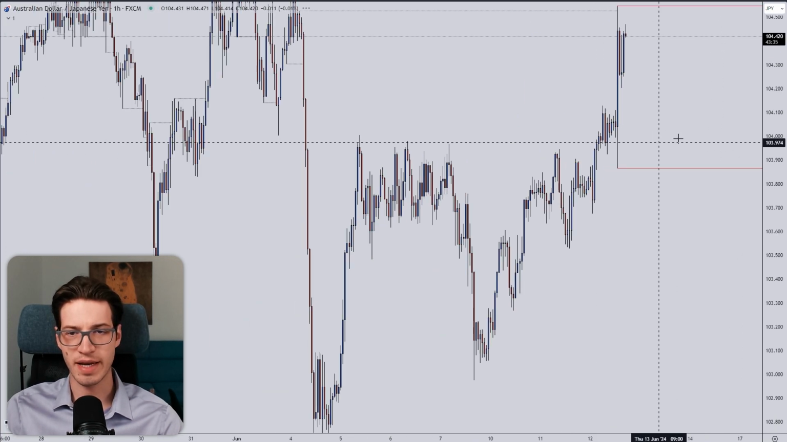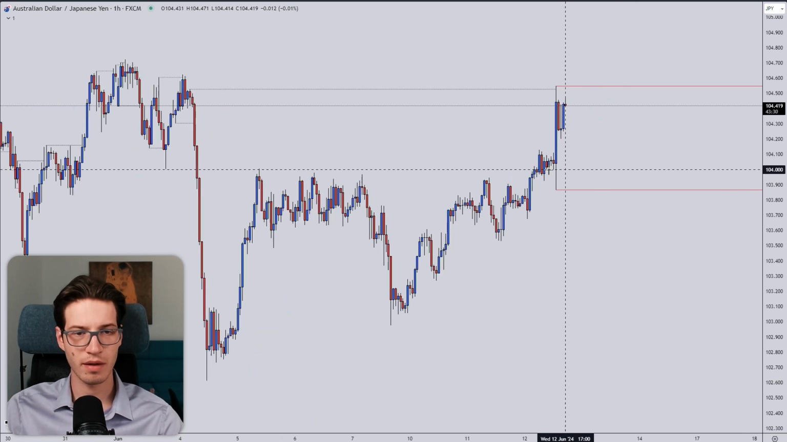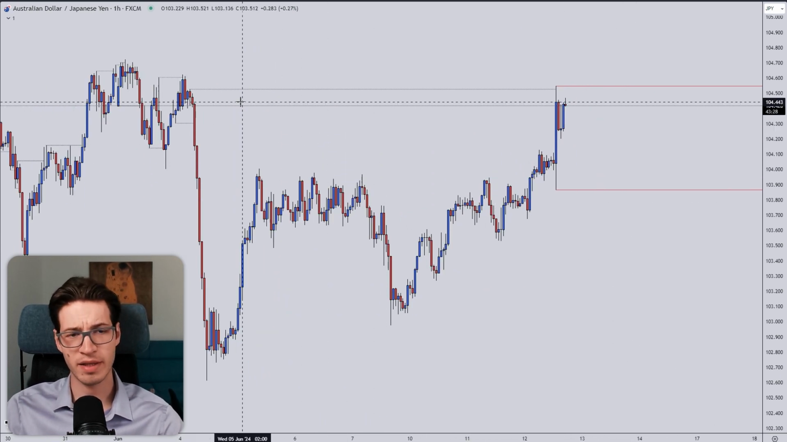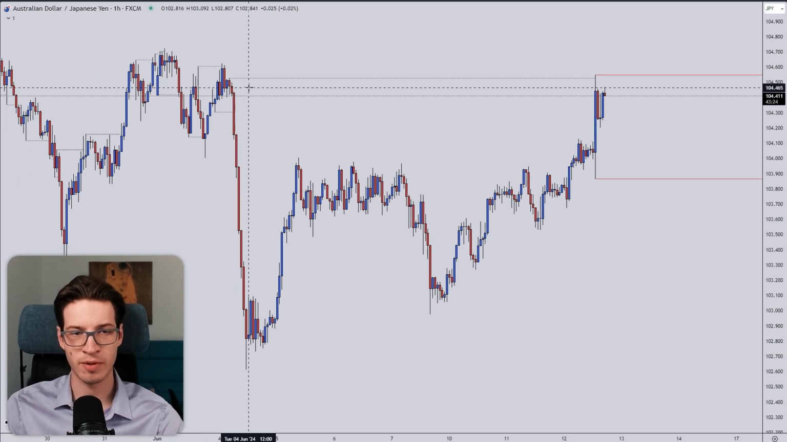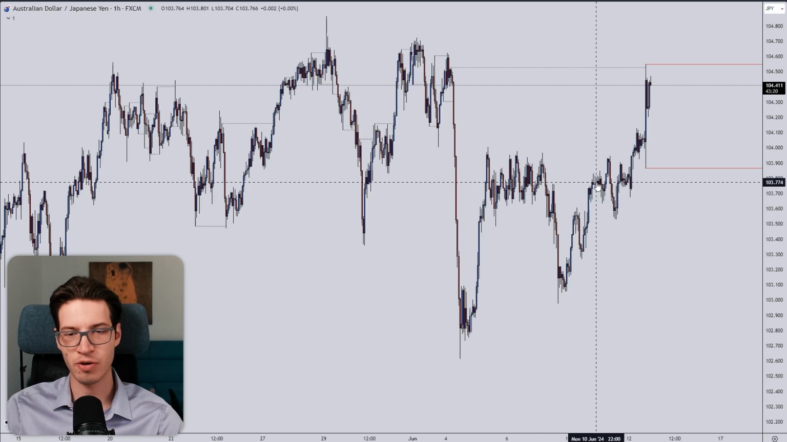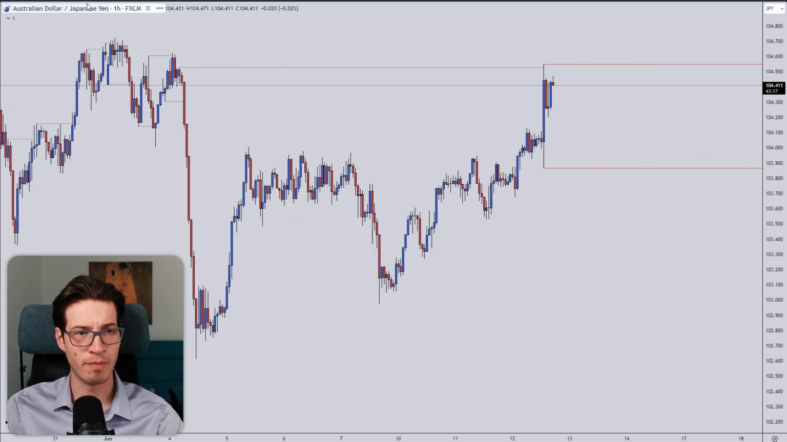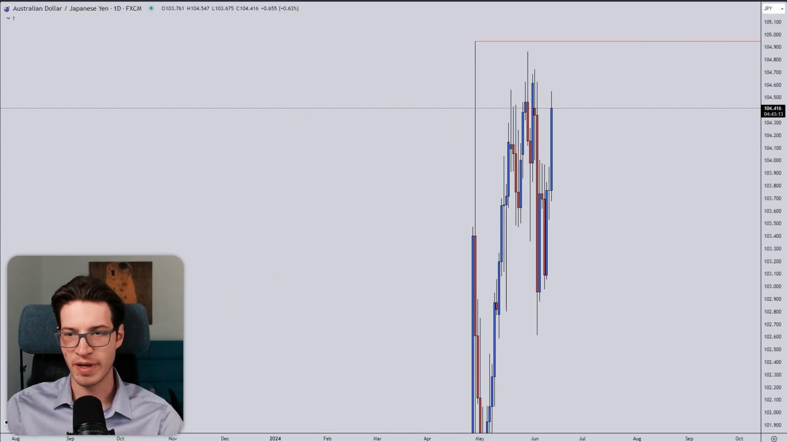Aussie and the Japanese yen. Okay. Pretty flat, very corrective. It just broke the high according to the high and low methodology that we use. Just broke the high, retraced, so it's looking very corrective, very range bound. If you bump it up to the 4 hour or maybe even the daily, it's going to be very, very corrective.